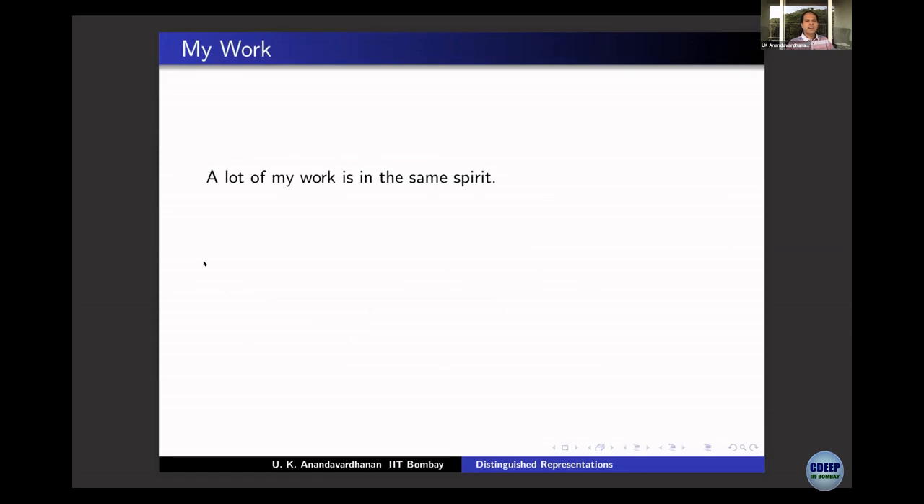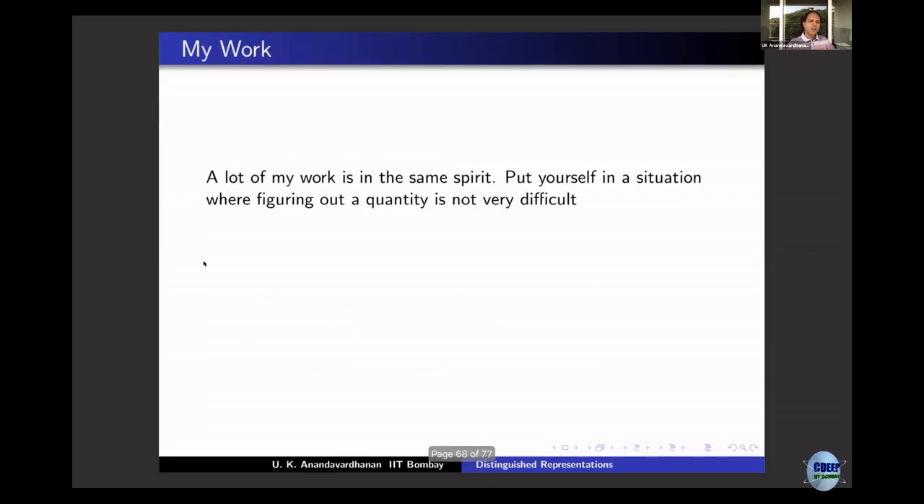Okay, so last slide. A lot of my work is in the same spirit. What I basically do is put yourself in a situation where figuring out a certain quantity is not very difficult, not very difficult up to a sign. The plus or minus turns out to be difficult, and then try to fix a precise sign. That's where the difficulty comes. So up to a sign, not so difficult to understand, but figuring out the sign turns out to be difficult, in the spirit of the Gauss sum question that I narrated in the last 2 slides.